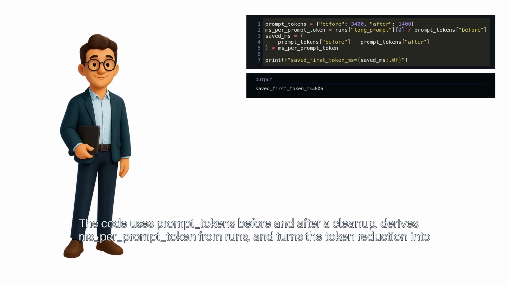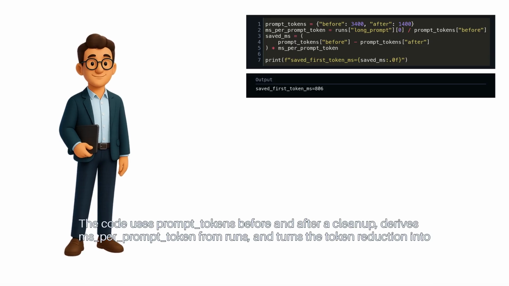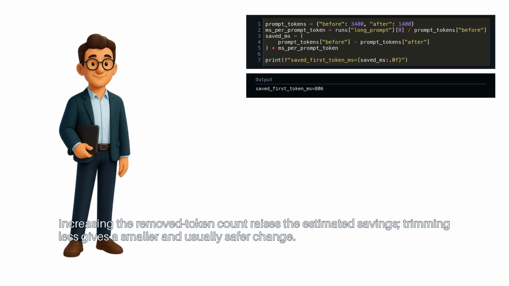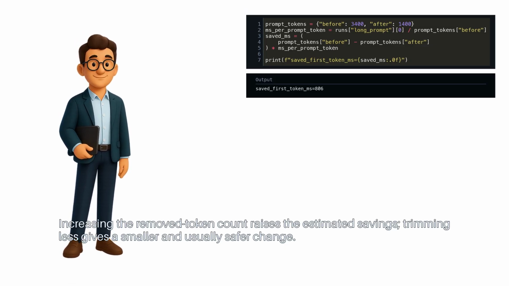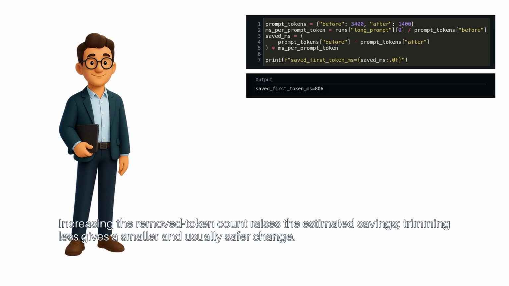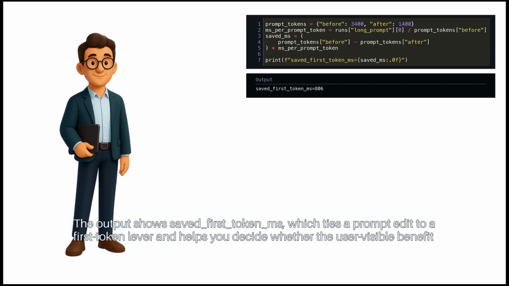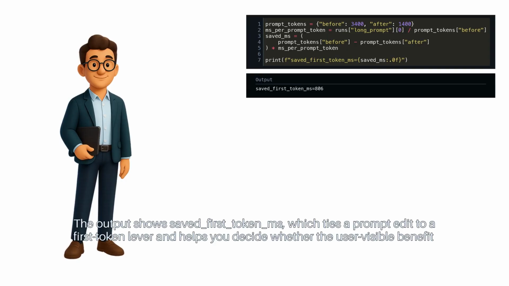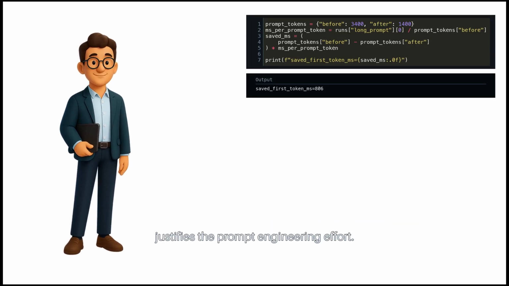The code uses prompt tokens before and after a cleanup, derives MS per prompt token from runs, and turns the token reduction into saved MS. Increasing the removed token count raises the estimated savings. Trimming less gives a smaller and usually safer change. The output shows saved first token MS, which ties a prompt edit to a first token lever and helps you decide whether the user visible benefit justifies the prompt engineering effort.